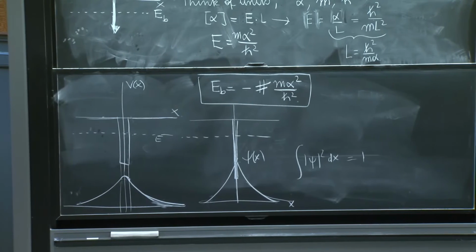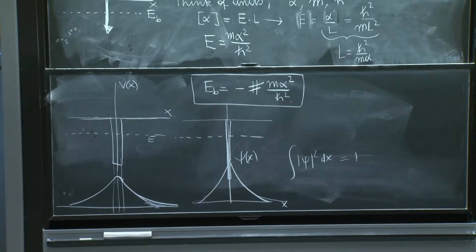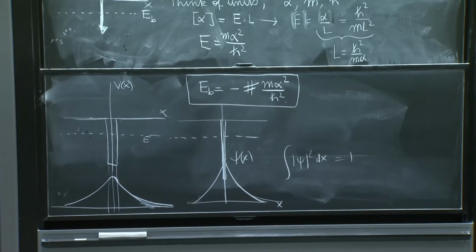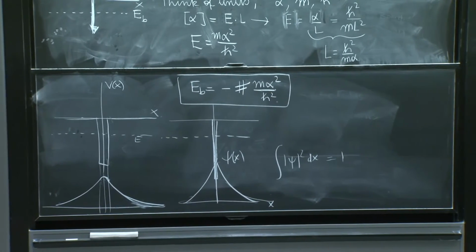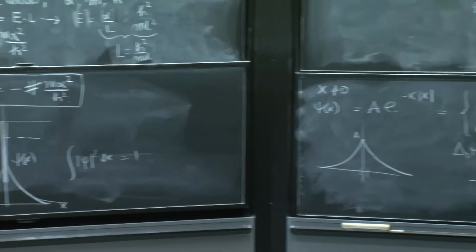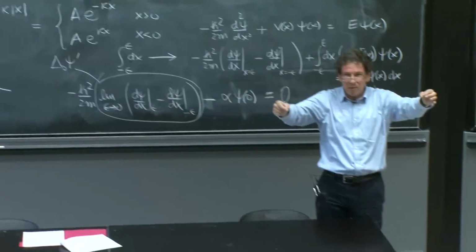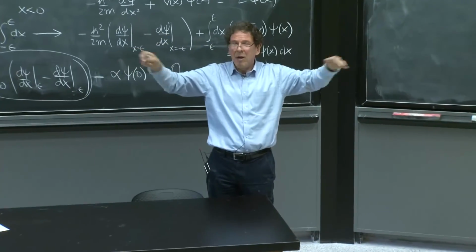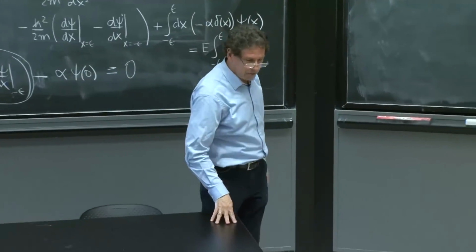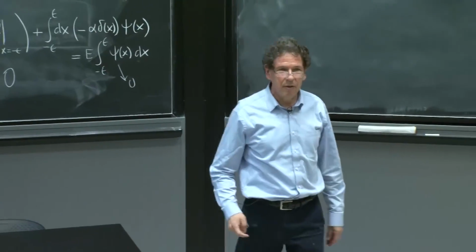This problem is instructive because you basically learn that with one delta function, you get a bound state. If you have two delta functions, you may get more bound states. 3, 4, people study those problems, and you will investigate the two delta function case.